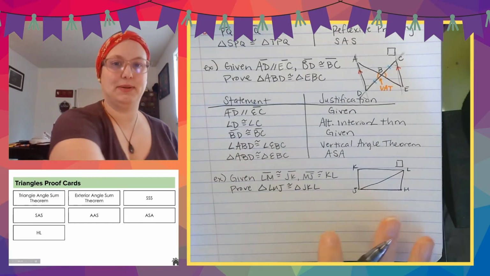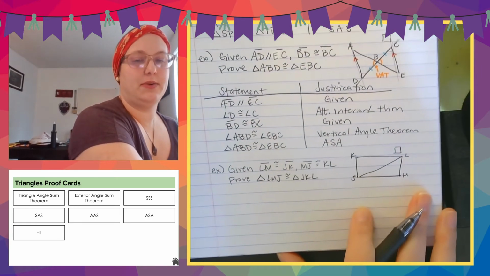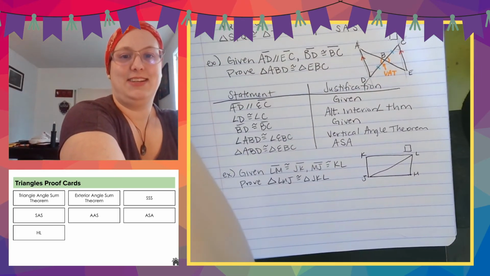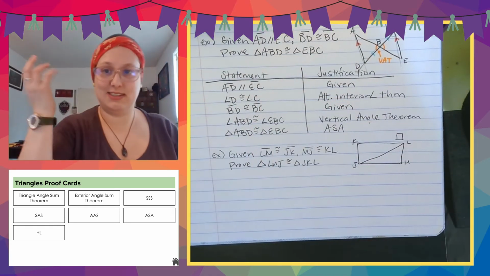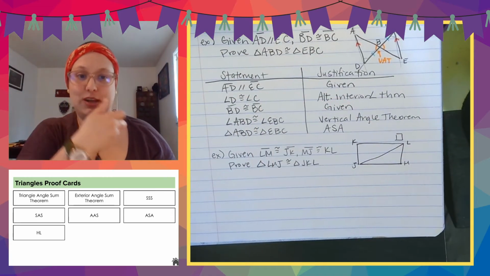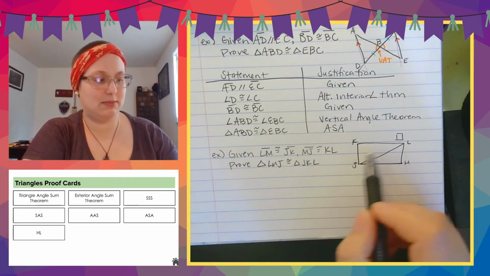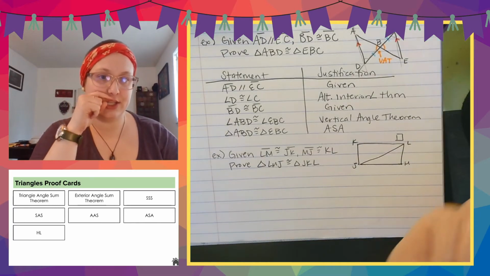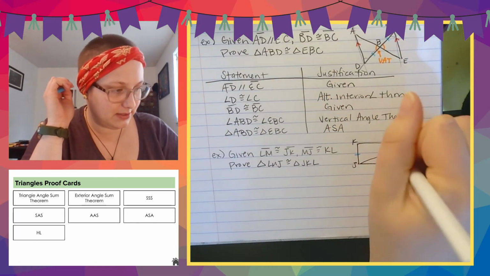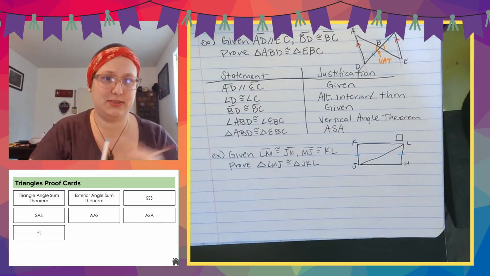All right, here's the last one. We're given that LM and JK are congruent, and that MJ and KL are congruent. And then I want to prove that these two triangles are the same. There are two triangles here, even though it looks like a rectangle. That's the top one and the bottom one. All right, let's walk through it again. So LM and JK are congruent. So it tells me these two. And then MJ and KL are congruent.